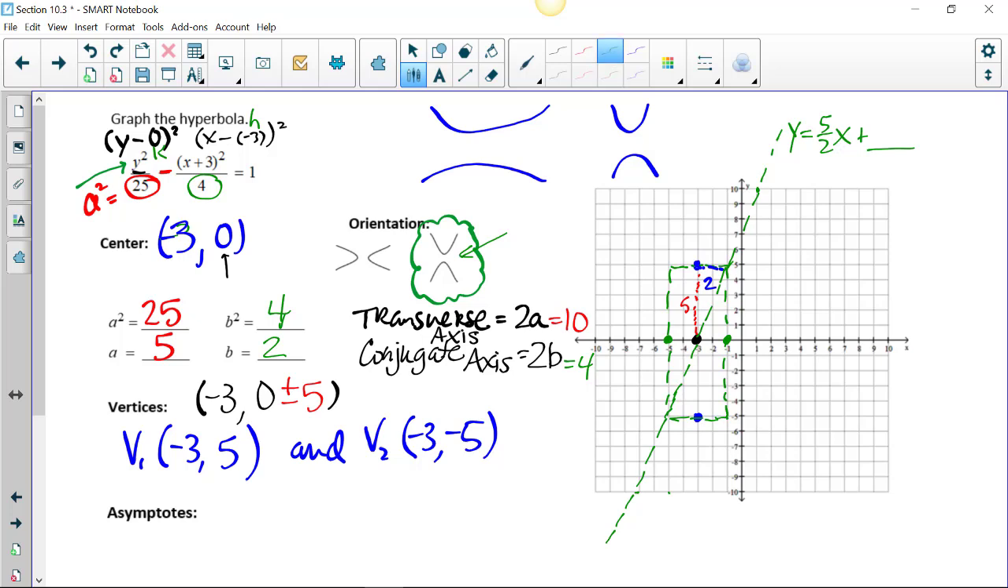Okay, so I do the same thing with my other asymptote, which is going to have the same slope except that it's negative. So I'm going to go down 5, right 2. That one looks pretty bad. Now I got on the thick line. So I'm going to go up 5 and left 2.